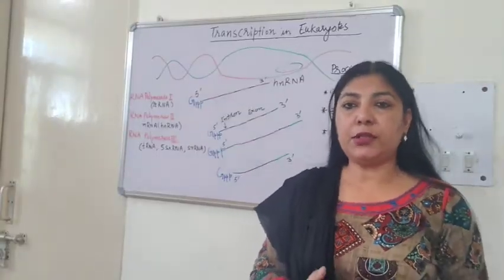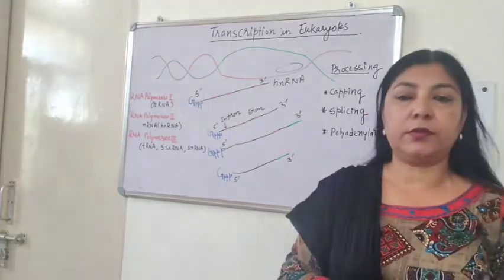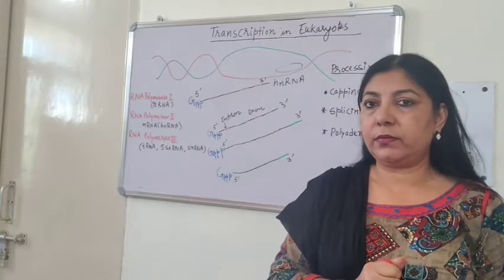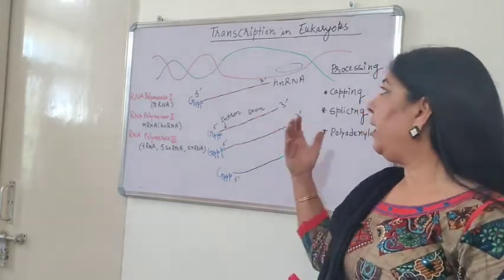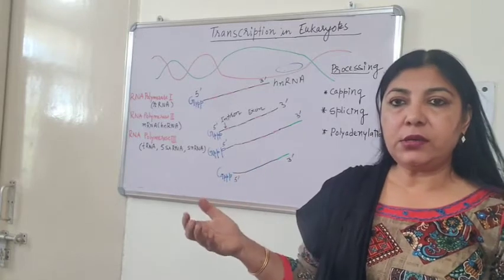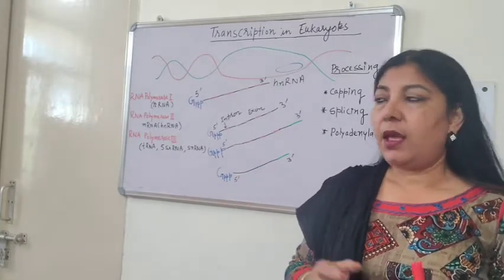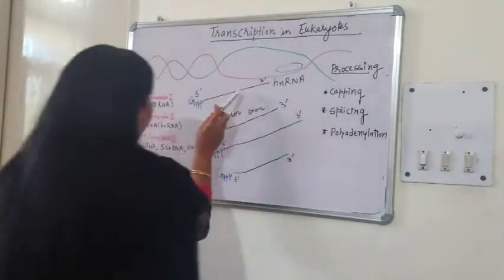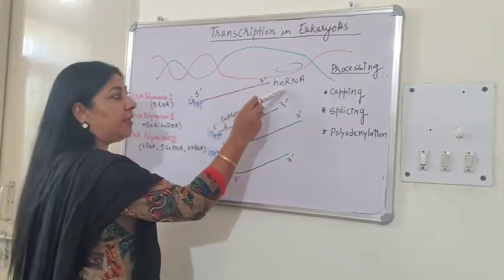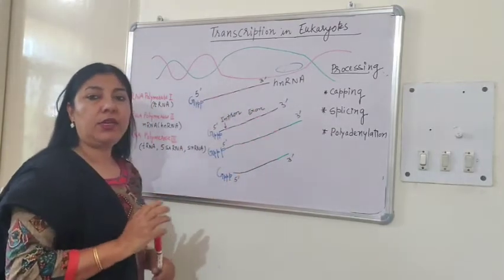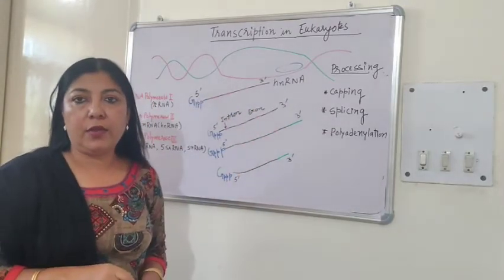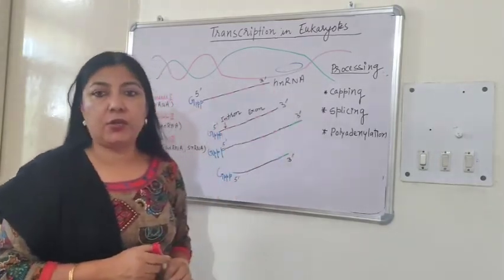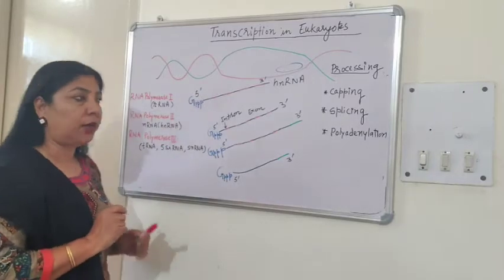Let us now study the process of transcription in eukaryotes. The process is almost the same in the beginning. That is, it also includes initiation, elongation and termination. After termination, the transcript which is produced is called hnRNA, heterogeneous nuclear RNA, which needs to be processed. I will come to the processing later on. There is one more complexity.